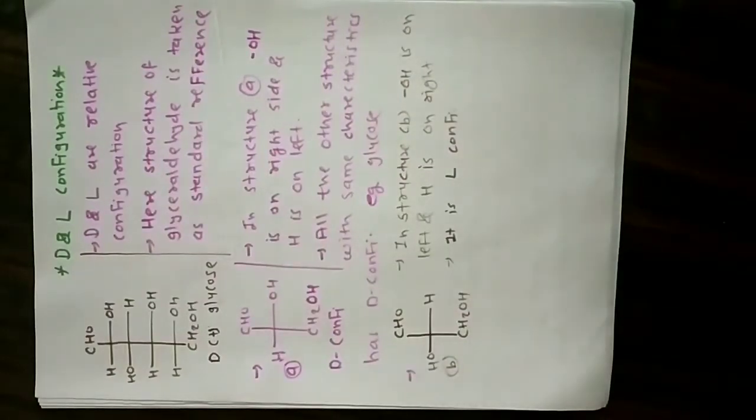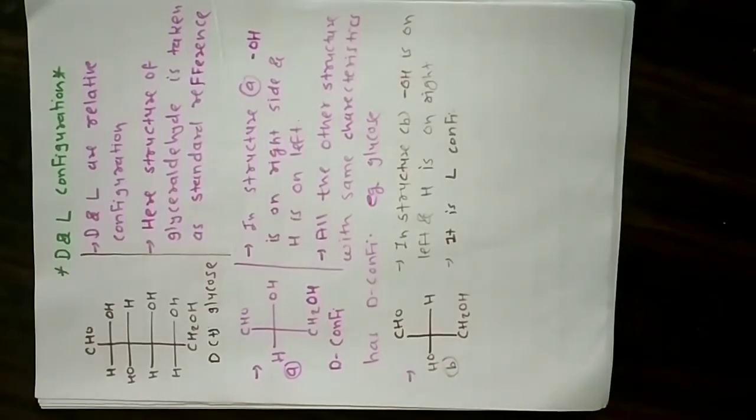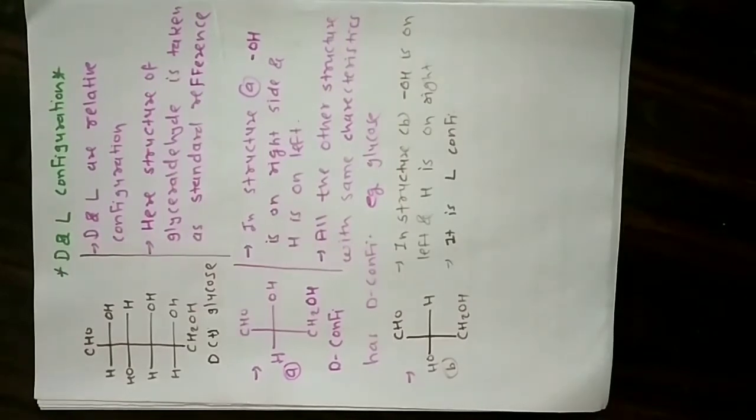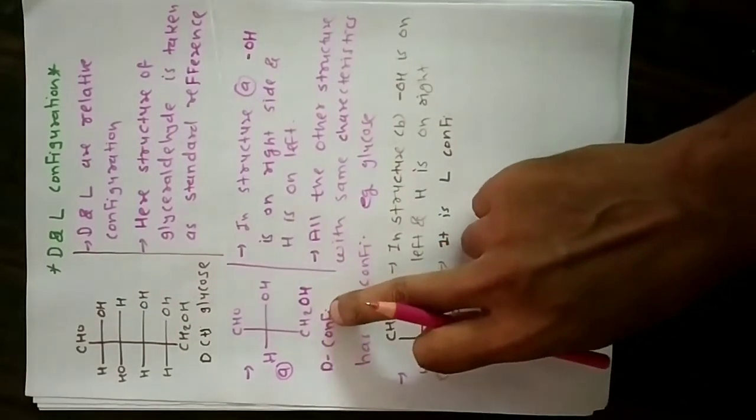Today I am going to discuss DL configuration. Now this DL configuration is very important in biomolecules. DL configuration is relative configuration, which means we have to take a standard molecule as a standard measure. We are going to use this molecule.